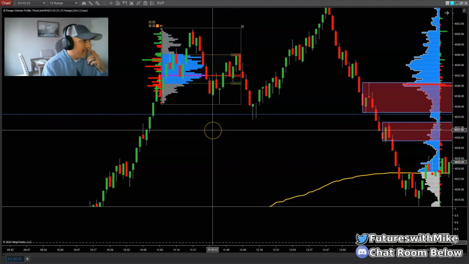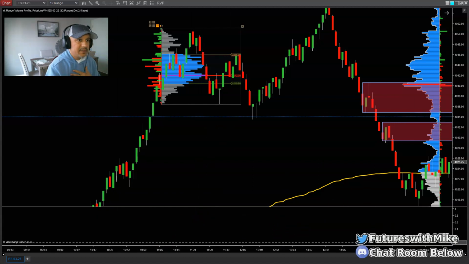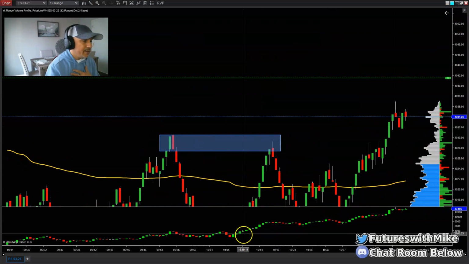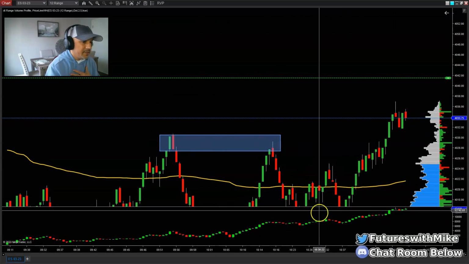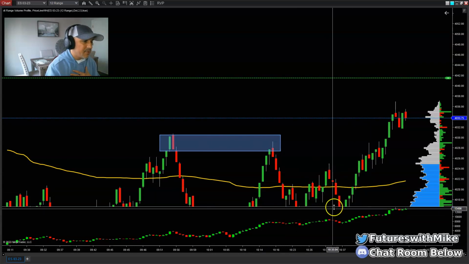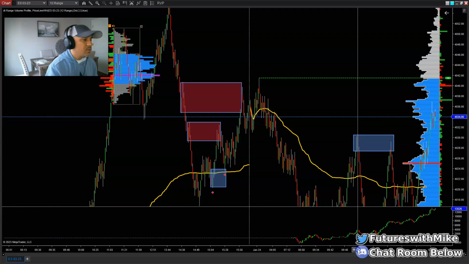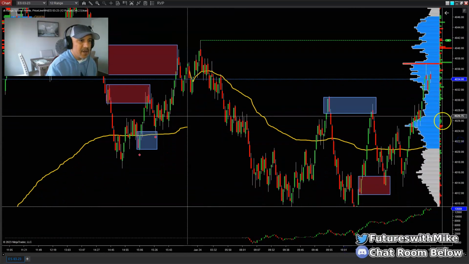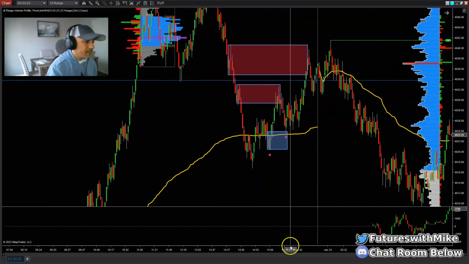So how I look at delta when I am actually trading: yes, I do have delta here. You can see it at the bottom as well, and it looks more like what price is actually doing, like the candles, like price movement, but it's actually cumulative delta. I also have it loaded on my chart on the right-hand side of the volume profile.